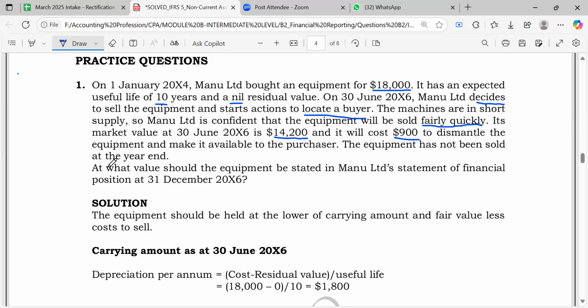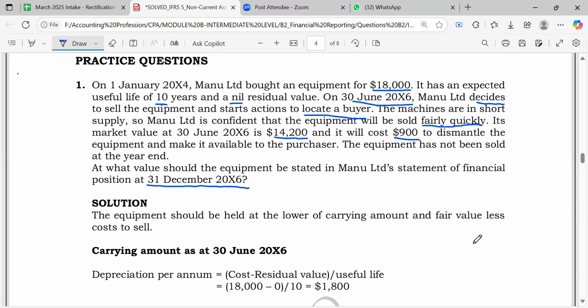What are we told now? At what value should the equipment be stated in Manu Limited's Statement of Financial Position as at 31st December 2026? So it's at the end of its third year, 20x4 to 20x6. So it's like 6 months after being classified as held for sale, which was 30 June 2026. At what amount should it be presented? Now let's go for it.